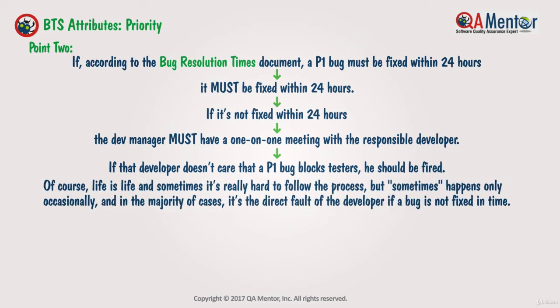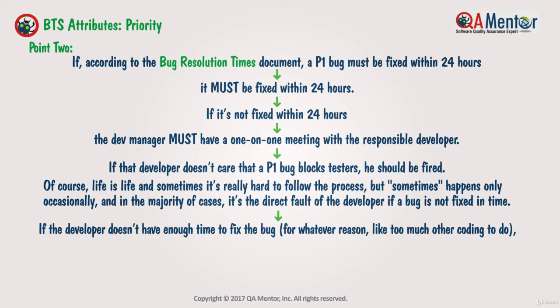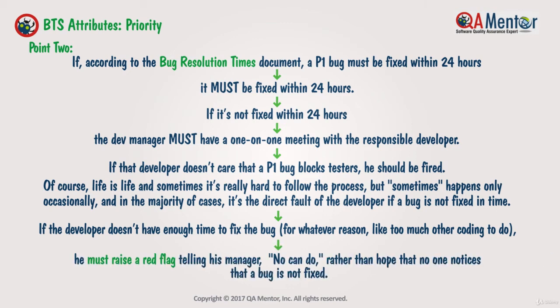Of course, life is life, and sometimes it's really hard to follow the process, but sometimes happens only occasionally, and in the majority of cases, it's the direct fault of the developer if a bug is not fixed in time. If the developer doesn't have enough time to fix the bug for whatever reason, like too much other coding to do, he must raise a red flag telling his manager no can do, rather than hope that no one notices that a bug is not fixed.